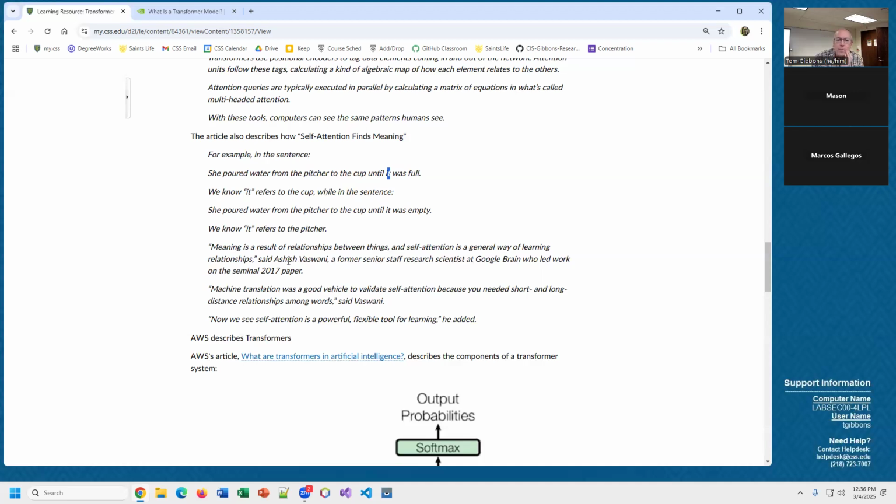So again, meaning is the result of a relationship between things, and self-attention is a good way of learning those relationships. We look at lots of words, sentences and phrases, and from them we learn the relationships between words in sentences, what words correspond to what other words in different sentences. And then they're also talking about how machine translation was a good way to validate self-attention. It needs both long and short-term relationships in the words.